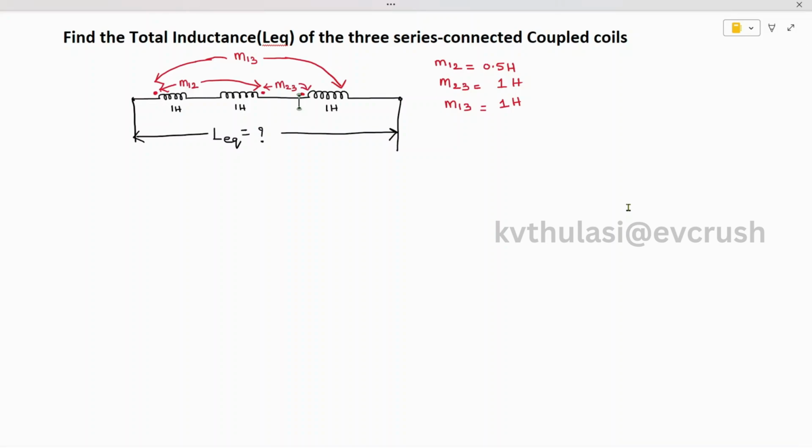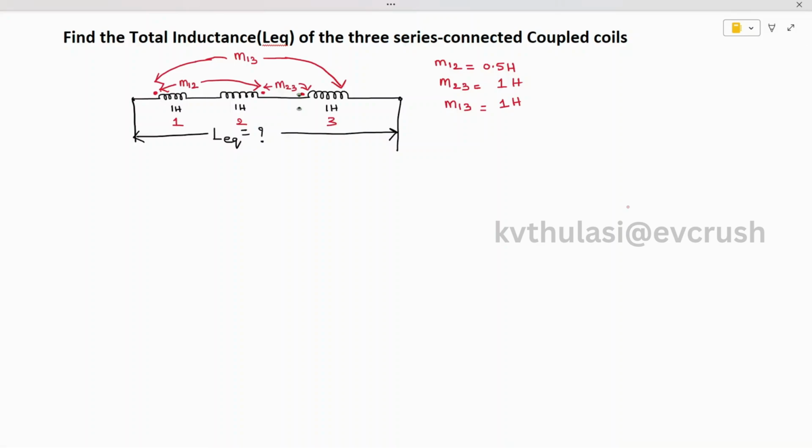Today we are going to find the total inductance for these three series-connected coupled coils. Here I have an inductance of 1 Henry, another of 1 Henry, and another of 1 Henry. These are the three self-inductances. Let's consider them as coil number 1, coil number 2, and coil number 3.